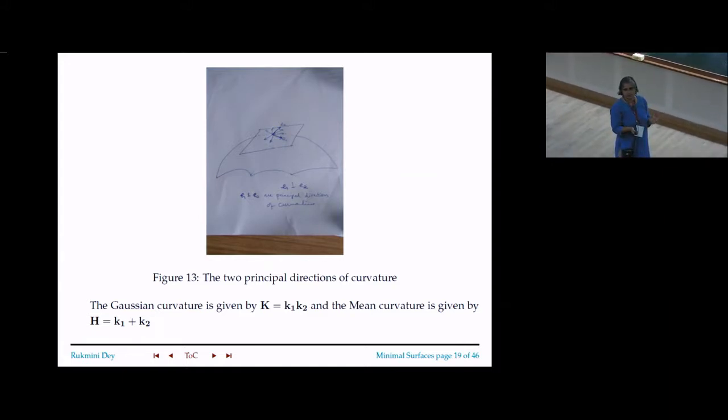Any questions about this construction? You take a normal section, find its curvature, let it vary over all directions. There will be a maximum and a minimum. And those directions, it turns out, will be perpendicular to each other. Those are the principal directions of curvature. And yeah, any question? Yeah.